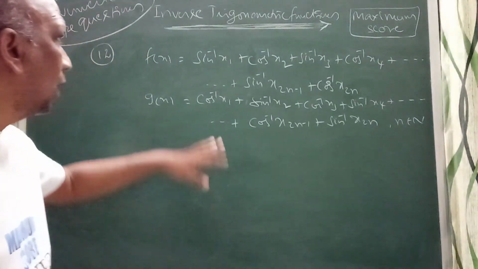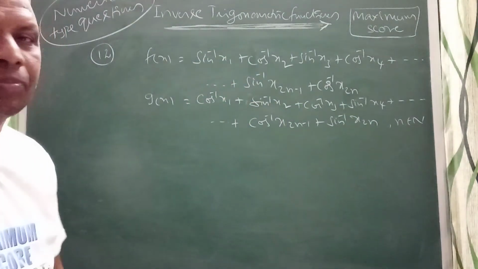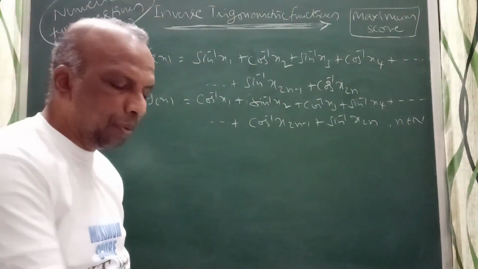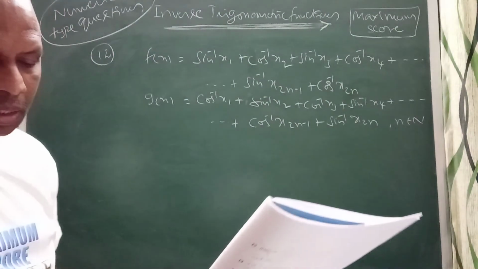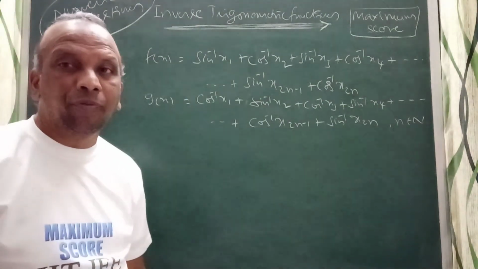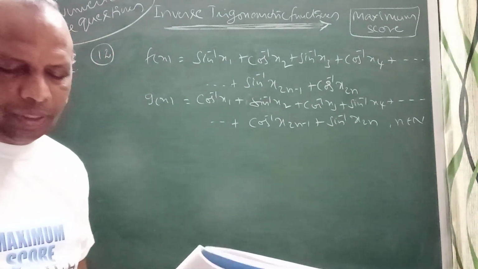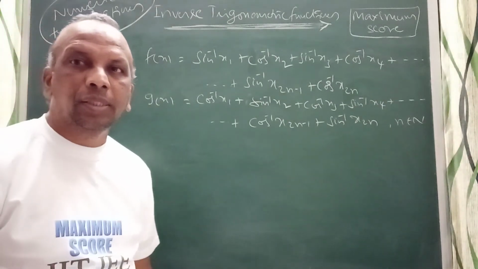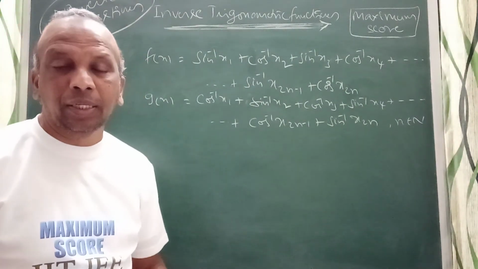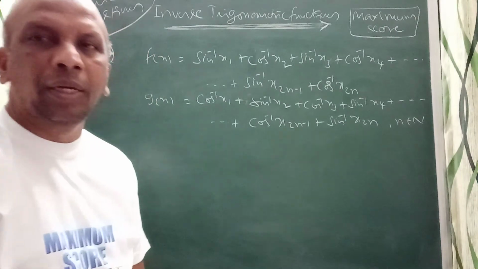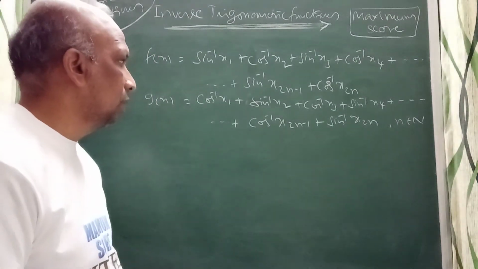See, in this problem, they have given f of x and g of x. They are asking the sum of the least value of f of x and the greatest value of g of x is 8 pi. Then the value of n. Just you can check that.